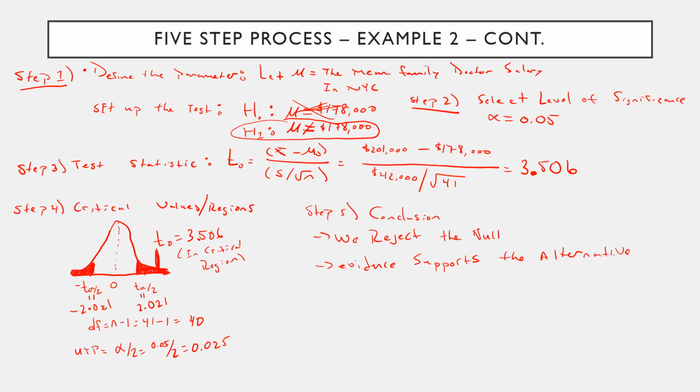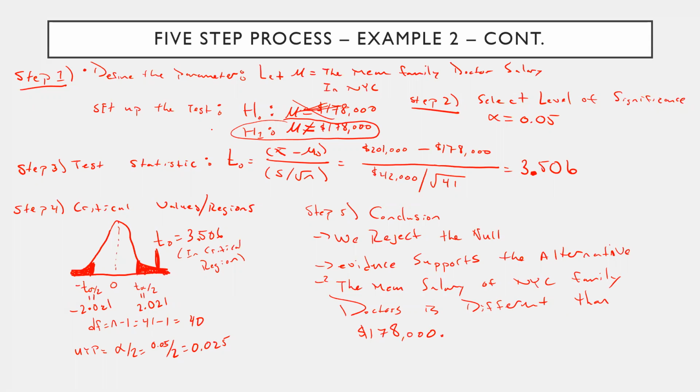And you have to be careful here, okay? We're testing to see that it's different. We didn't say that it's gone up. That's not how we set up our test. It probably has, but that's not how we set up our test. So evidence supports the alternative, and we can say the mean salary of New York City family doctors is different than this 178,000. Okay, it does look like they make more, but we set it up as a two-tailed test.